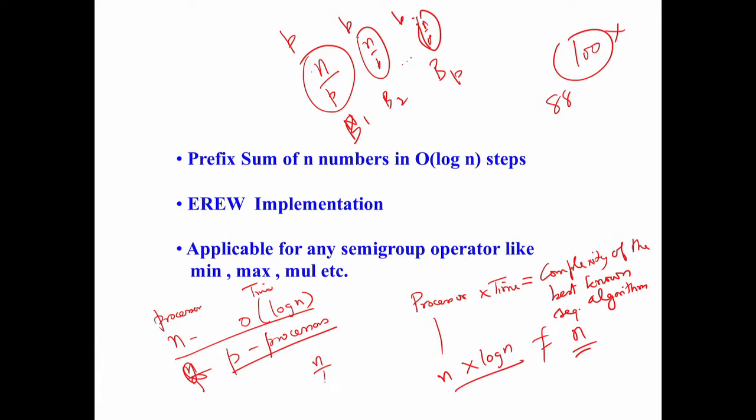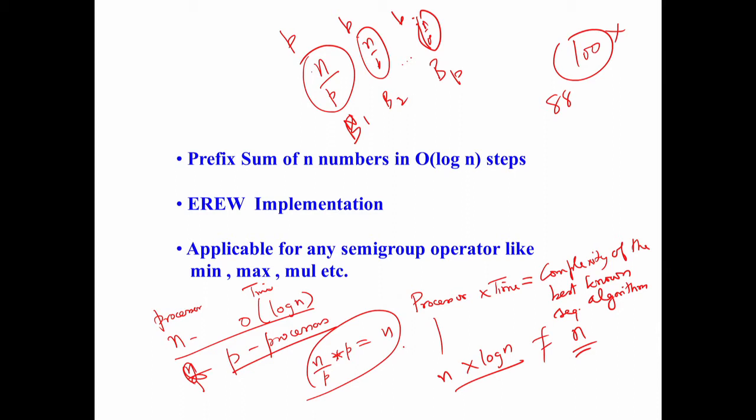So I took n by p plus log p. It is n by p time, and p processors is n. n by p into p is n, right. So the PT product, the processor time product, is equal to the complexity of the best known sequential algorithm. That means this particular algorithm is optimal.